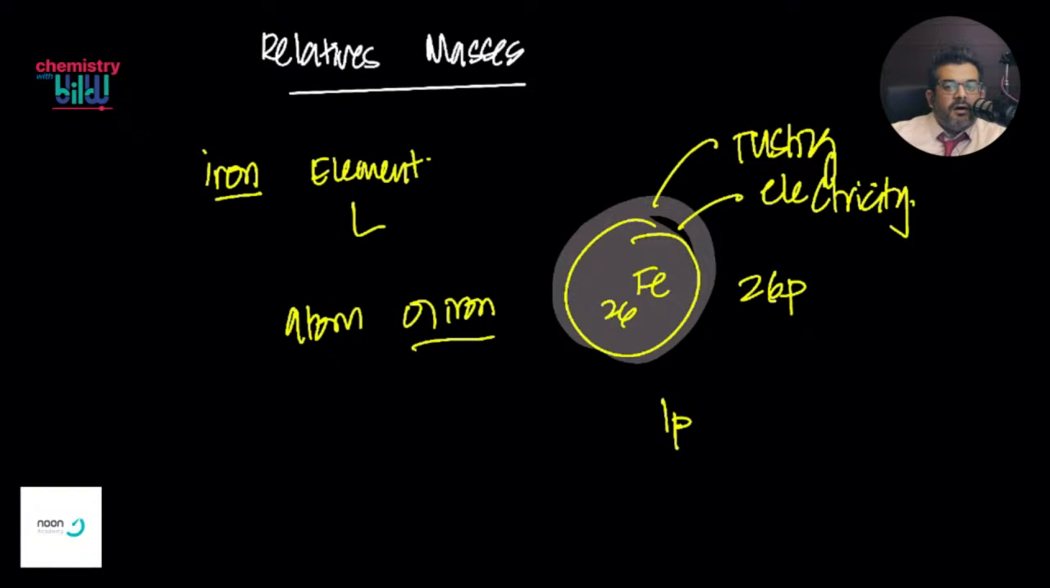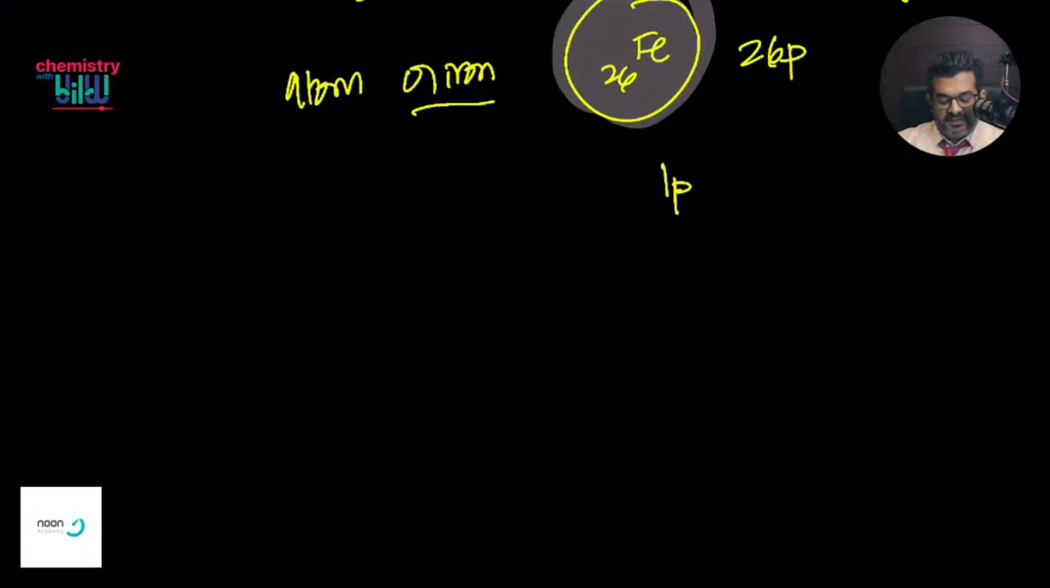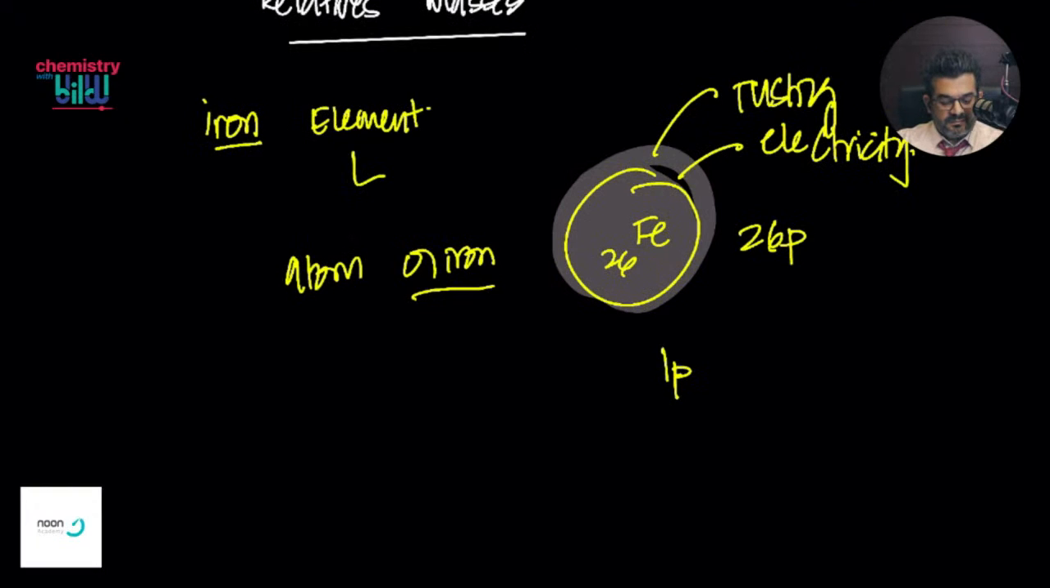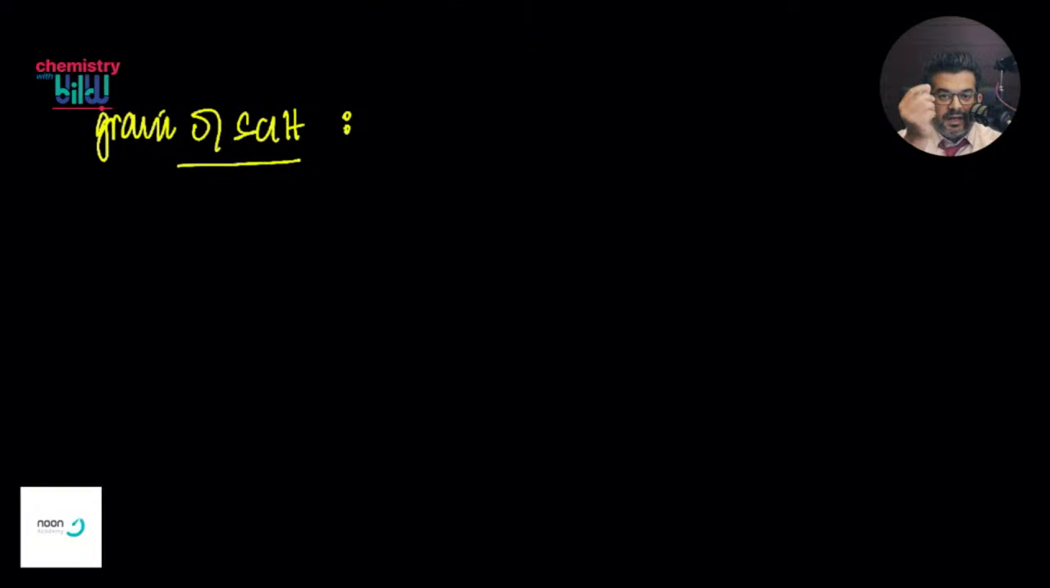So now, how small is small? It's really small. Like, for example, a grain of salt is 0.00006 grams. That's how small it is.